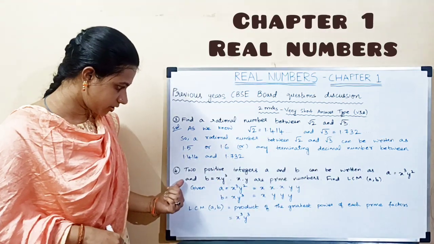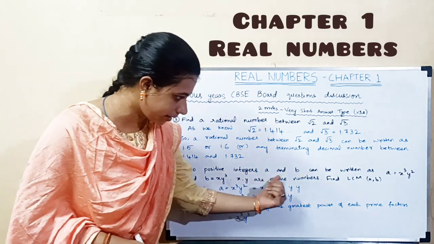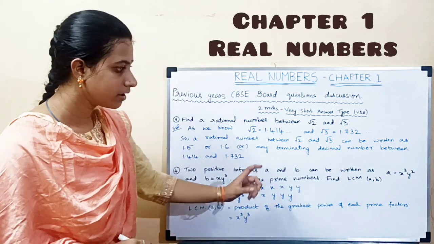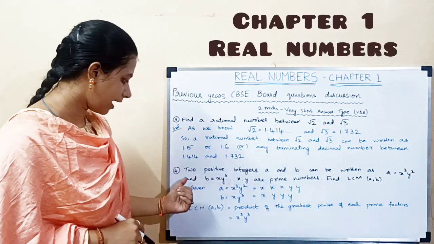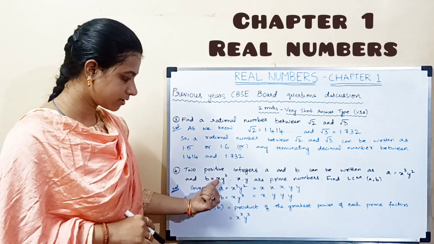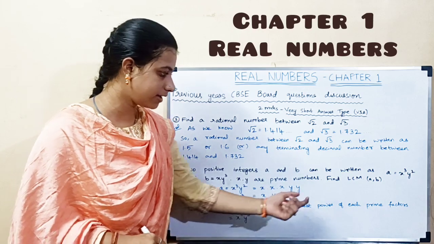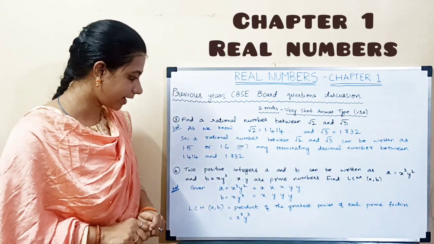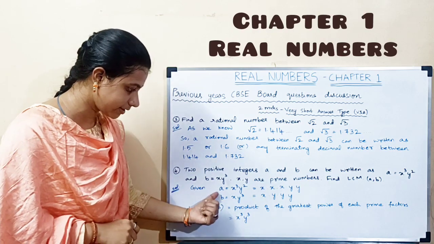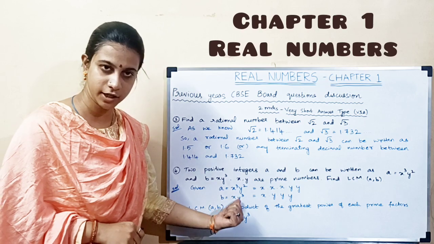Now the fourth question. The question reads, two positive integers a and b can be written as a equal to x power 3 y power 2 and b equal to x y power 3, where x and y are prime numbers, and we are asked to find the LCM of a and b. So first let us write whatever is given: a is equal to x cube into y square and b is equal to x into y cube.